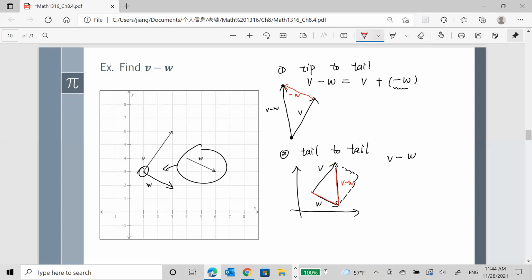So remember, if we do the tail to tail, and then how to find the subtraction, we just start from the W, the number, and do the subtraction. So from W to the tip of the V. So we can use the two methods.